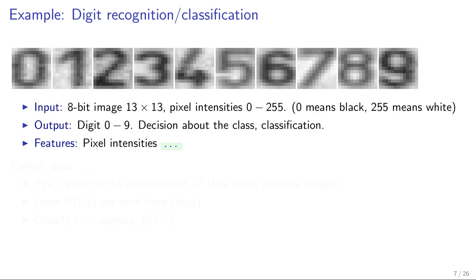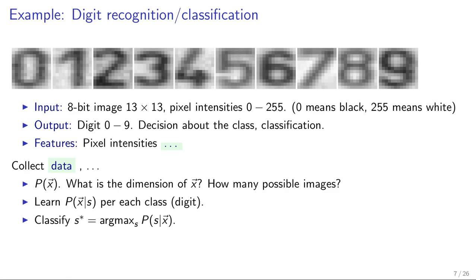Right, this is the framing of the problem. So you collect data. This we talked about. And so your goal is the optimal classification. So you're looking to maximize this probability of the class given the data, the particular example you're supposed to classify.